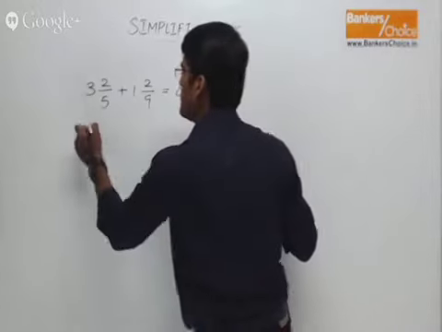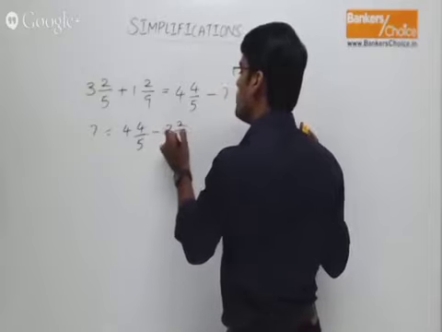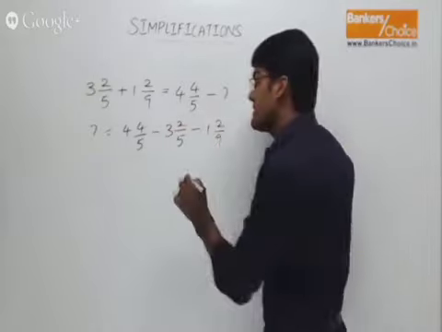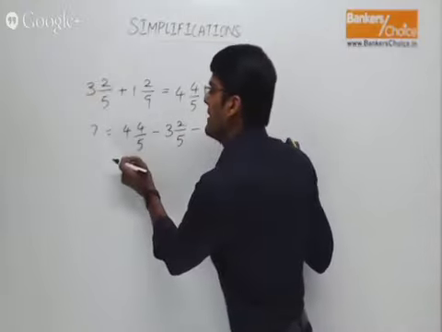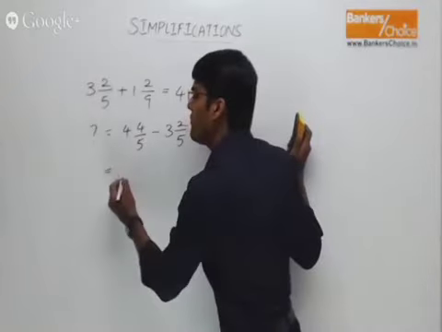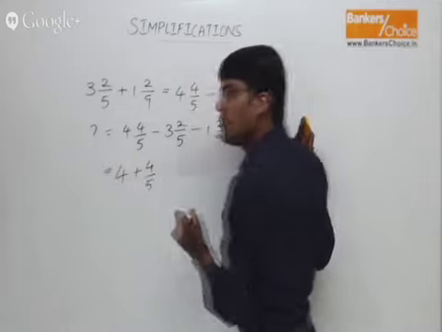So what do we do here? This will be equal to 4 by 5 minus 3 2 by 5 minus 1 2 by 9. Now let's understand how it gives us the answer faster. As I've mentioned, split the mixed fraction into the integer part and the fraction part. So 4 by 5 can be taken as 4 plus 4 by 5. Yes or no?